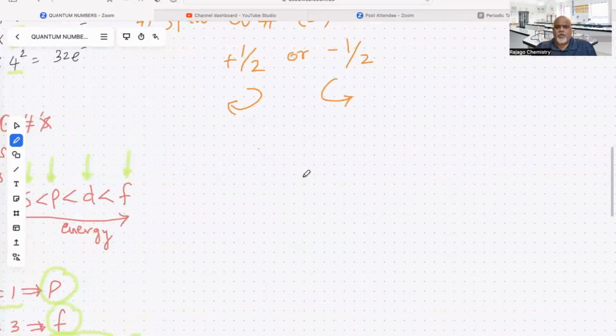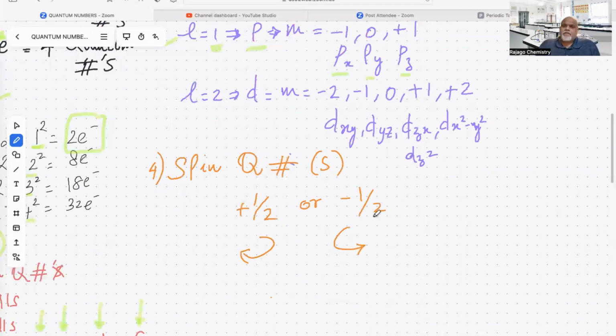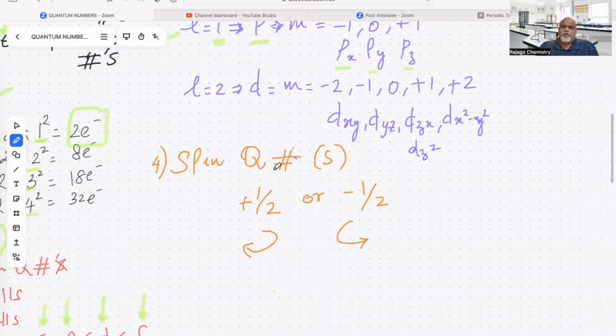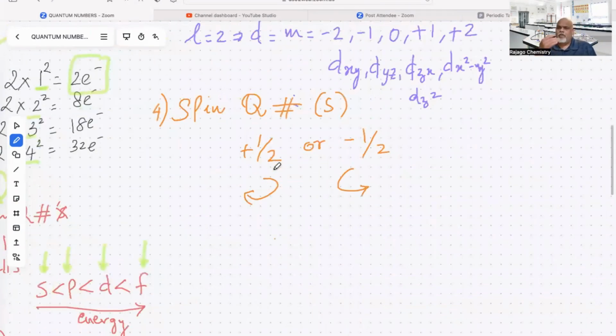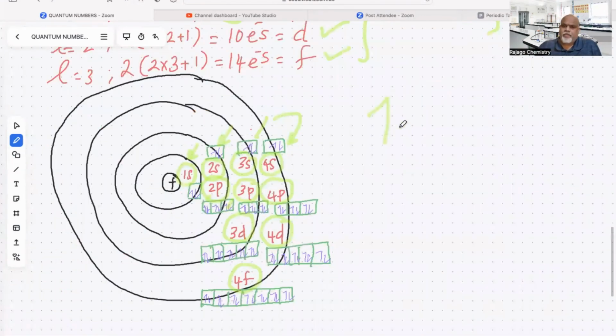So the last and the fourth quantum number is called the spin quantum number, in which the electron spins either upward or downwards. That's why I wrote the electrons either spinning up or spinning down, like this, up and down. So these are the 4 quantum numbers that you know.